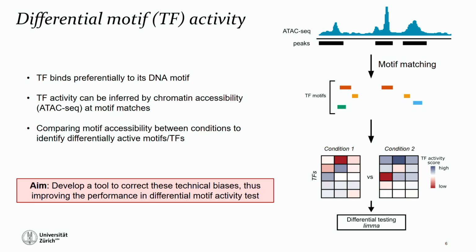And then we can compare the activity across different conditions to infer the activity changes. This can be simply done by adapting RNA-seq tools like Limma or edgeR, and there are also specific tools designed for this goal. However, we realized that in those tools, the technical bias correction is suboptimal. So that's why the goal of our project is to have a better bias correction method, so that we can improve the performance in the differential motif activity analysis.